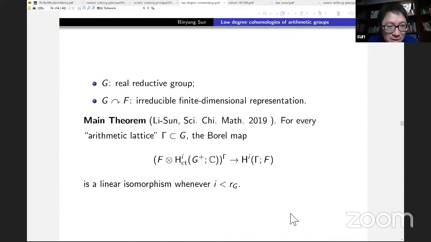Now we can state the main result. Let G be an arbitrary real reductive group, and F be an arbitrary irreducible finite dimensional representation of G. Then for every arithmetic lattice gamma of G, this Borel map is a linear isomorphism when the degree R is smaller than RG. So this map is an isomorphism for all gamma. If you fix the gamma, it's possible that this is still true.